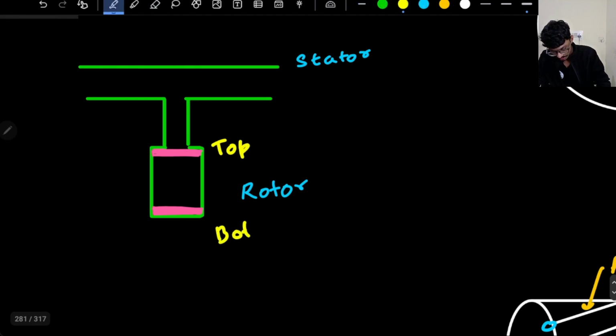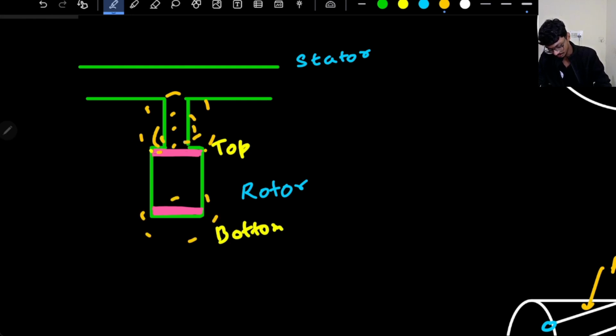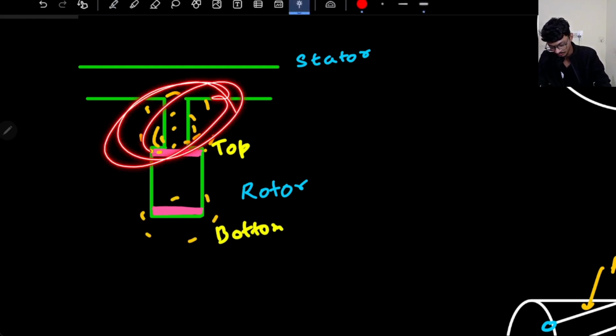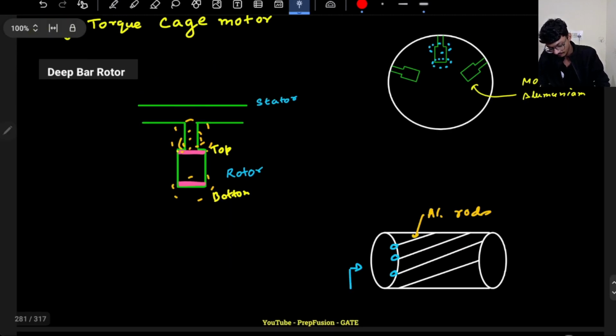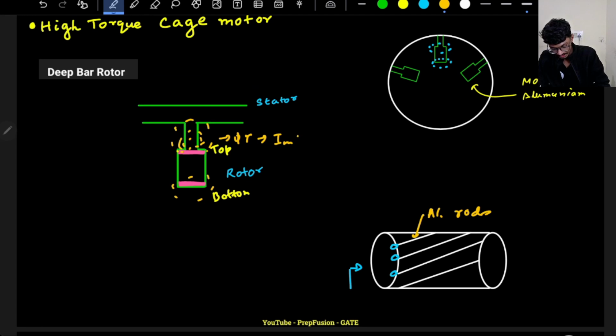Now as the stator is near here, the flux has to link. So most of the flux will be produced on the top side during starting, because there is more AC current, right? There will be very low amount of flux in the bottom side. So flux is higher in the top side. That means the magnetizing current will be higher. Basically most of the current will be flowing through the top side.